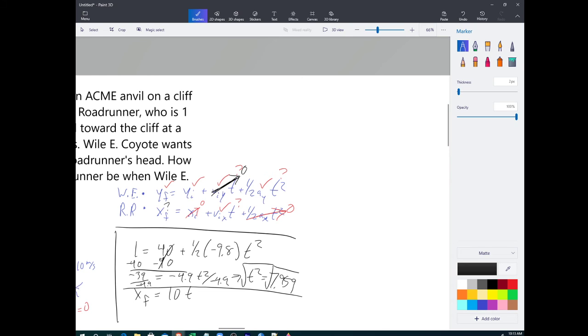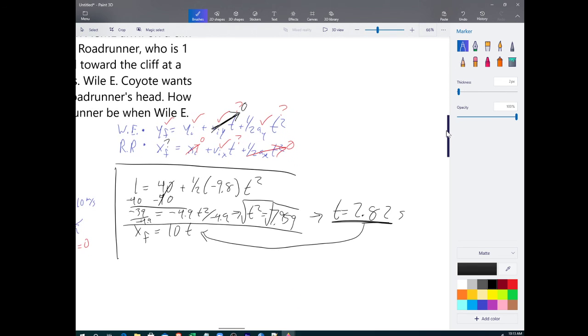And I get that the time will take less than a second. Wait, nope, sorry, I put a decimal in the wrong place. It's going to take almost 3 seconds, 2.82 seconds. Once I have that number, I plug it in for the time down here, because they are, of course, the same time. And I get xf equals 10 times 2.82, which gives me 28.2 meters.